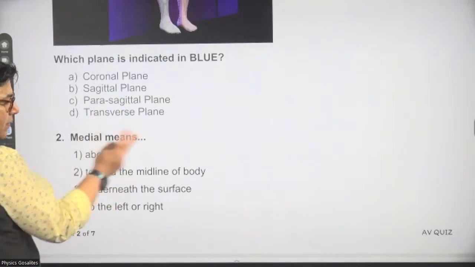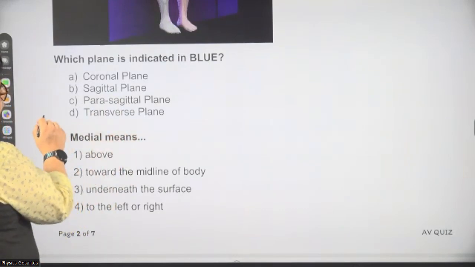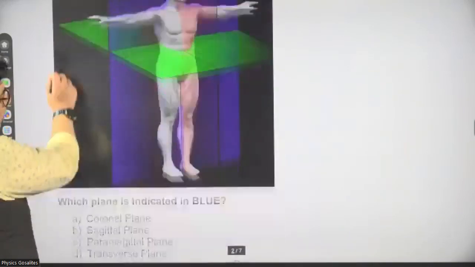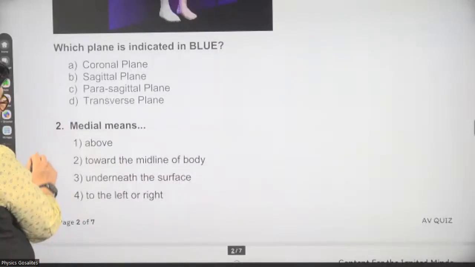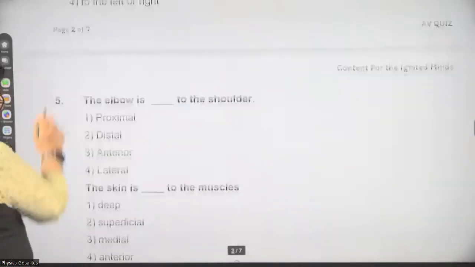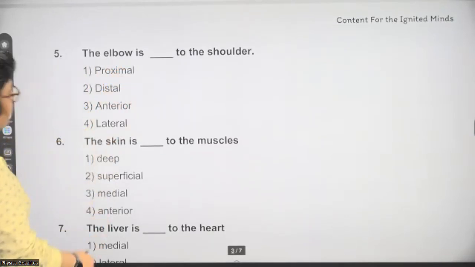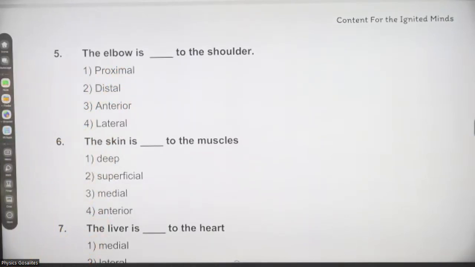These are both comparative. Okay, so which plane is indicated in blue? The correct answer here is the coronal plane, also called the frontal plane. And here those questions are there. For example, let us see this question. The elbow is dash to the shoulder.